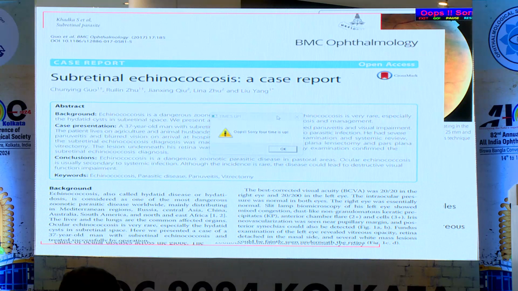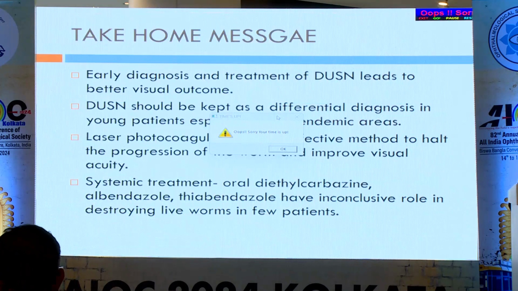So the take-home message is that early diagnosis and treatment of diffuse unilateral subacute neuroretinitis leads to a better visual outcome, and it should be kept as a differential diagnosis in young patients. Laser photocoagulation is an effective method to halt the progression of this disease, and systemic treatment has an inconclusive role in destroying the live worms in a few patients.